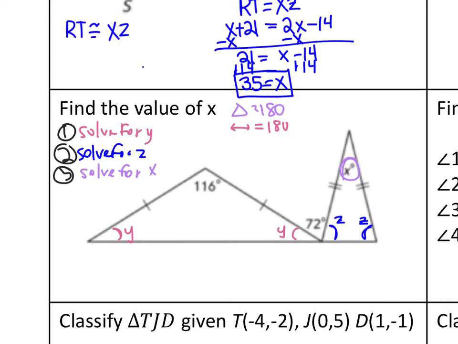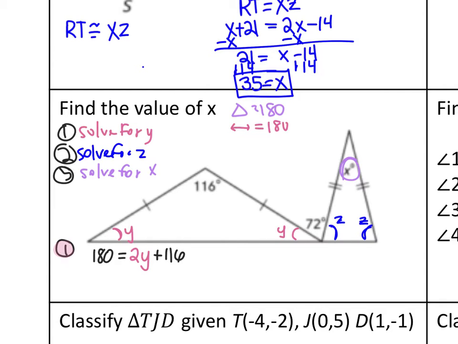I know that an entire triangle is 180 degrees. Okay, so I can say 180 equals, and again we'll label this 1. Okay, so step 1. 180 equals the total of all three angles added together. So these two plus this one. I'm going to say 2y, because we have two congruent y angles, plus 116. All right?